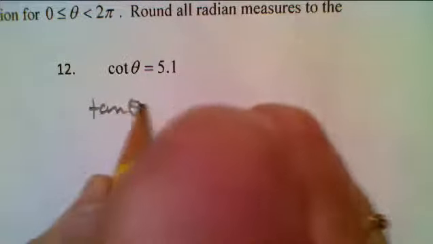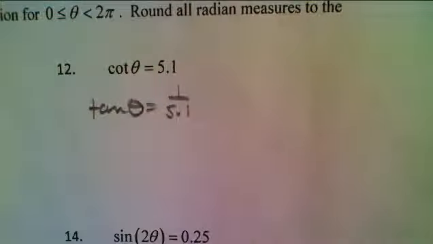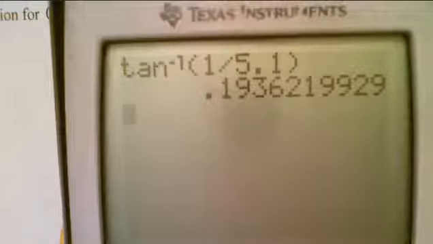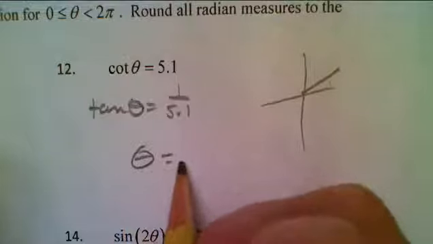I have cotangent. Now remember, we don't have an inverse cotangent button, but I do know that the tangent of theta will be the reciprocal of whatever that is. So whatever 1 divided by 5.1 is. So you first want to make sure you have it with a trig function that you have. So I'm going to take inverse tan of 1 divided by 5.1. And I get 0.19. That's my answer. So when it's positive, that reference angle, that theta, is 0.19.